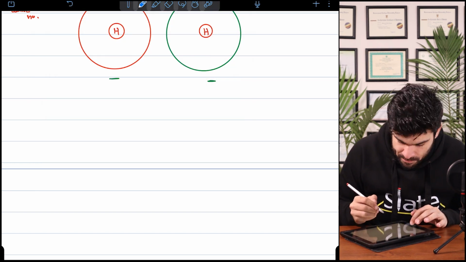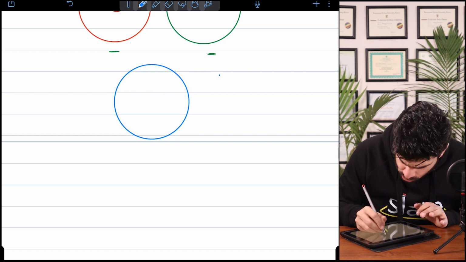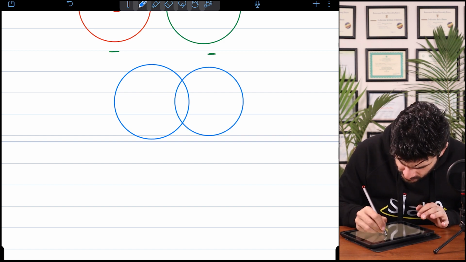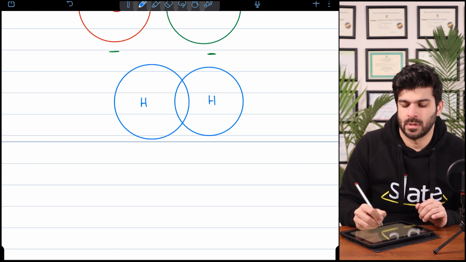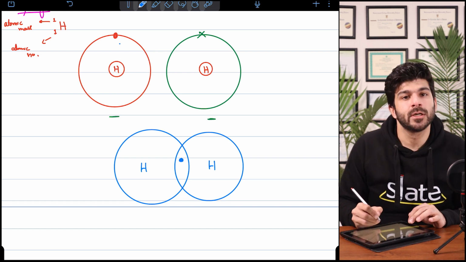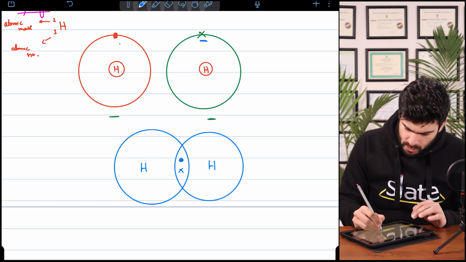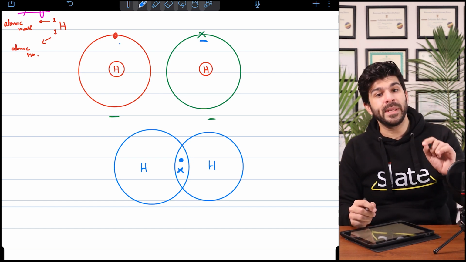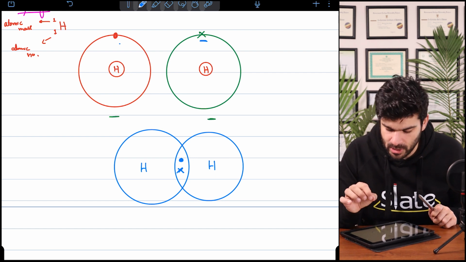Like the Venn diagram. So this is one hydrogen, this is another hydrogen. This hydrogen will share its dot electron and this hydrogen will share its cross electron. And hydrogen, being in period 1, needs to have 2 electrons to fill its outermost shell.